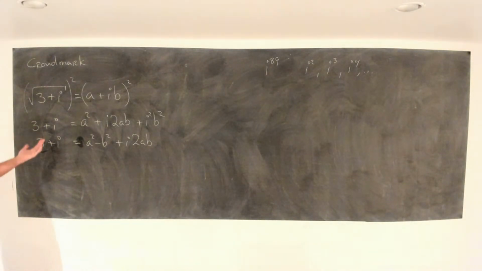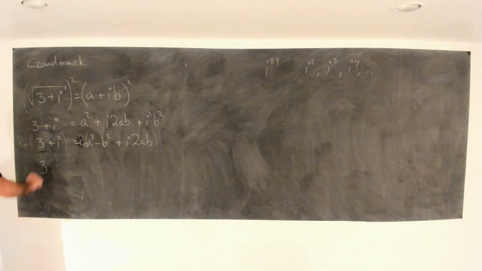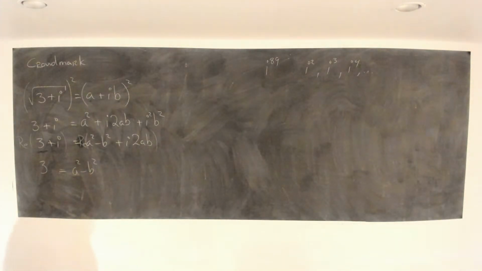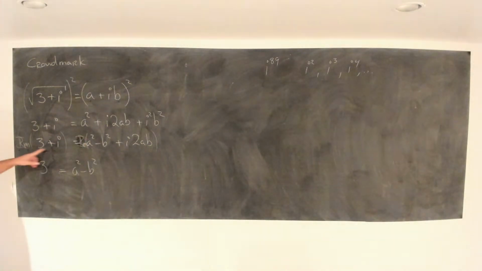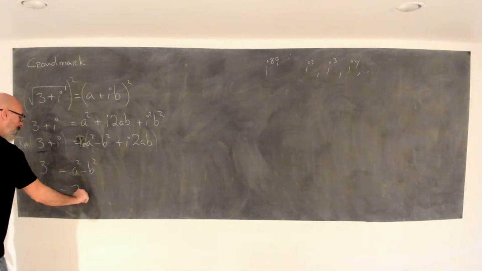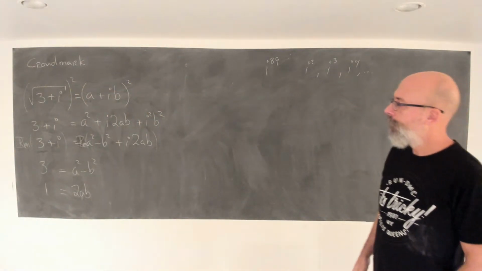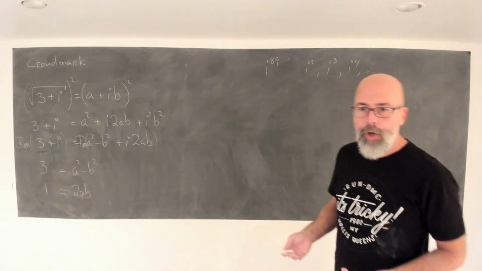So we have this. If you take the real part of both sides, again, equality is maintained. But the real part of the left-hand side is 3. The real part of the right-hand side, a squared minus b squared. And instead of taking the real part, if you took the imaginary part instead, imaginary part of the left is 1. Imaginary part of the right, 2ab. So you have 2 equations, 2 unknowns. You can solve however you wish to.